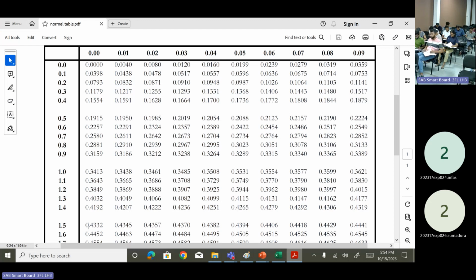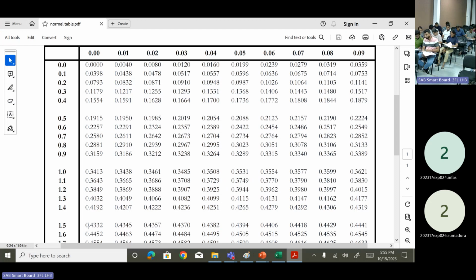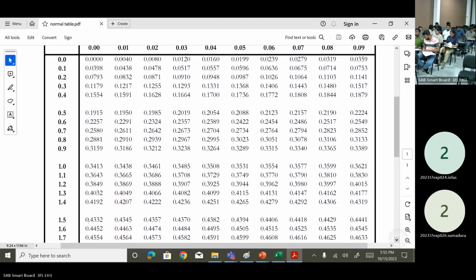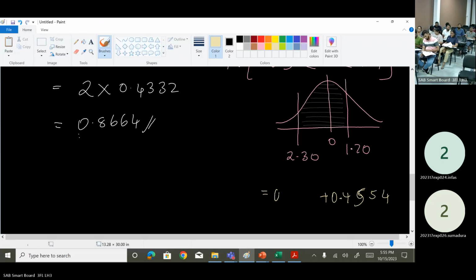1.7 is 0.4554. This is 0.4554. And 2.3 you refer, 2.3, it is 0.4893. You have your calculation.